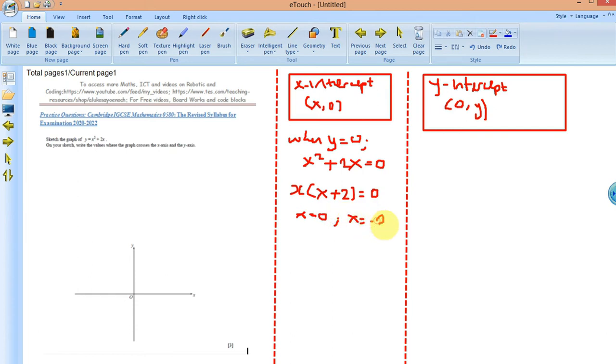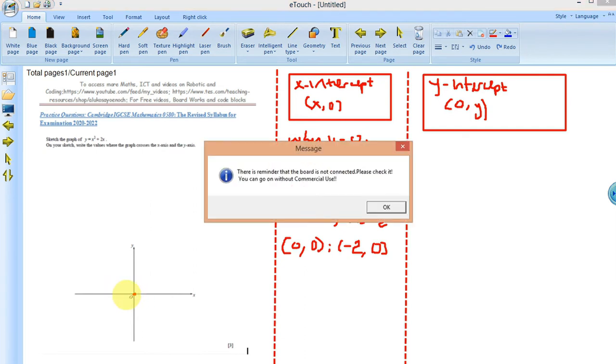So you just go ahead and go to your graph. Now this is x equals 0 here. The first point I have here, when x equals 0, y equals 0, because this is the x-intercept, so y is 0. Then the second one, the coordinate is such that when x equals minus 2, y equals 0. So this is 0 comma 0 here.